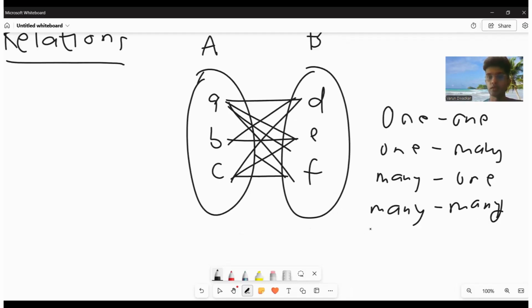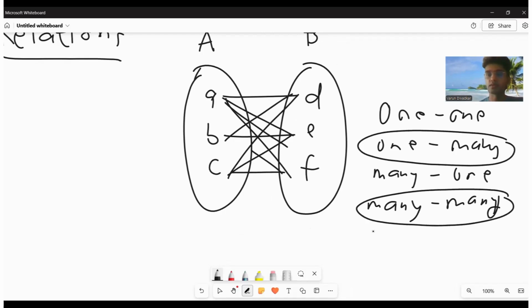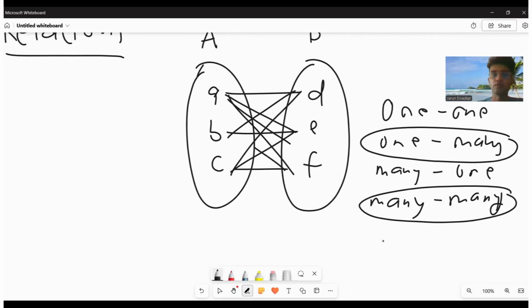But a function is a special kind of relation where these two do not exist. A function is a special kind of relation where every element on this side can map to only one element on this side. So a one to many and a many to many cannot exist. A one to one can exist, or many to one can exist.